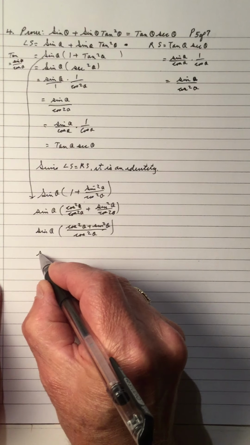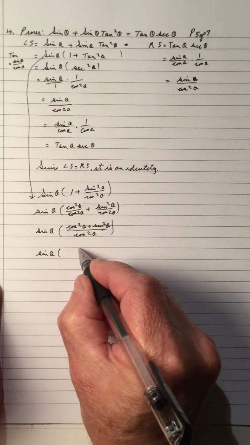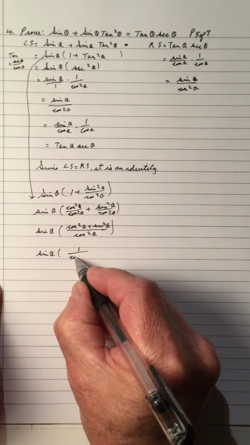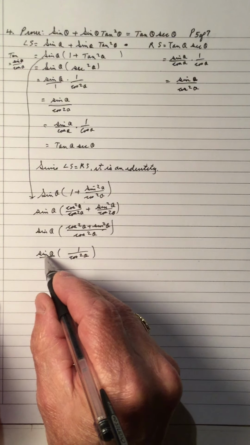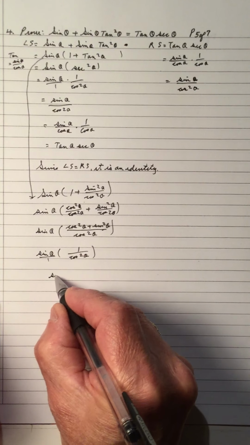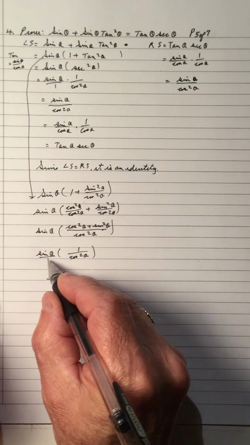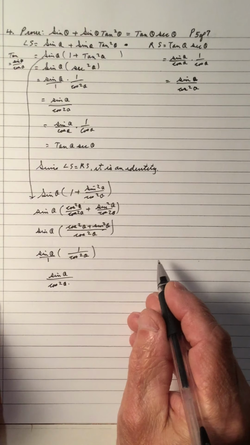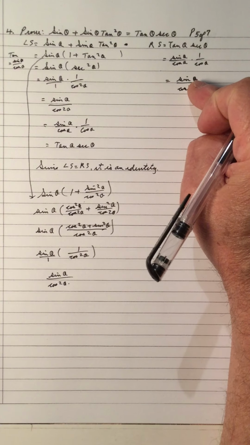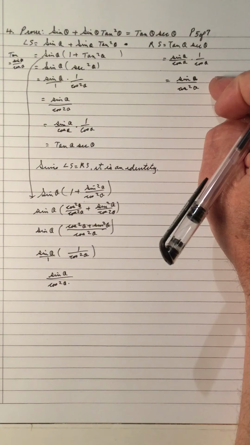And that's a sine theta. Cos squared plus sine squared is 1. And sine times 1 is sine. Sine theta times 1 is sine theta. 1 times cos squared is cos squared. And now you have it right here. And then you reverse it.